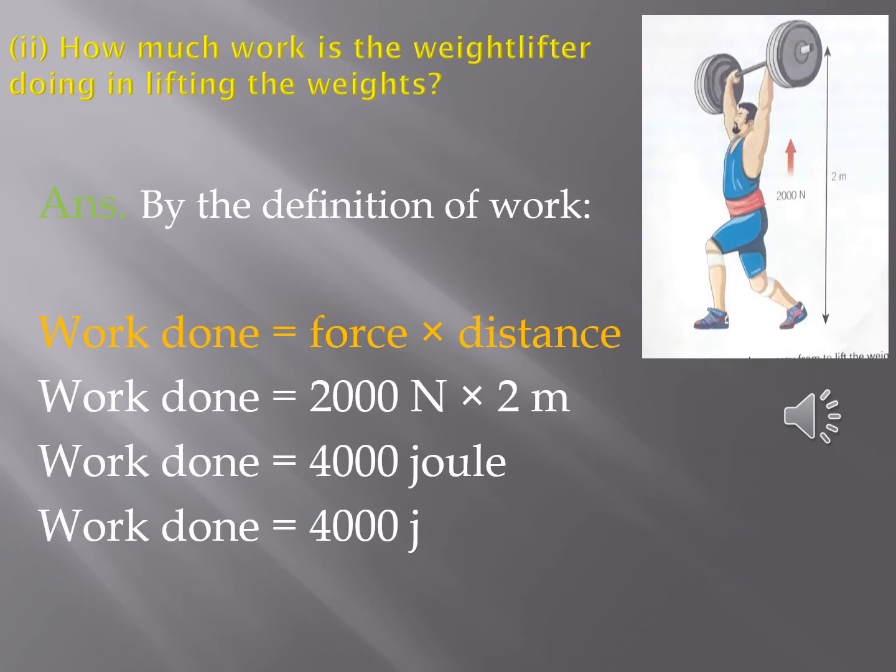Part 2. How much work is the weightlifter doing in lifting the weights? Its solution is, as mentioned in the given figure, the weightlifter is applying a force of 2000 Newton and lifting the weights through a distance of 2 meters. Now by the definition, work done is equal to force multiplied by distance moved, so work done is equal to 2000 Newton multiplied by 2 meter, or 4000 joules. Work done is equal to 4000 J.